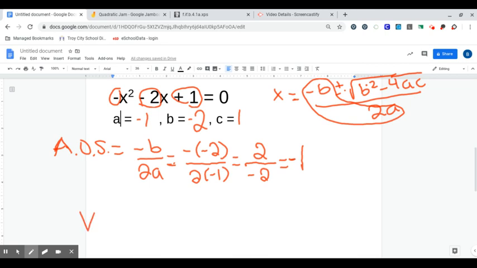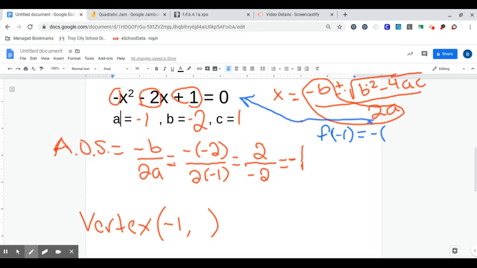So let me just make a note of that. Vertex, -1. I gotta find what that is. So in order to find what that is, what we need to do is come all the way over here. And I'm just going to change my color now. So I am just going to input in for my x value -1, because that's what we found for our axis of symmetry. So I go negative, and I'm just using my original equation over here, right? That's all I'm going to do is put it all the way over here.